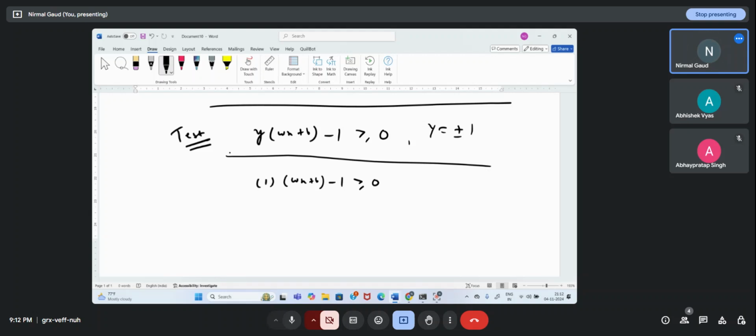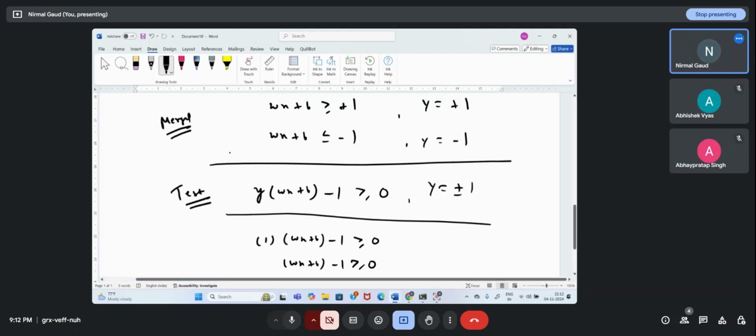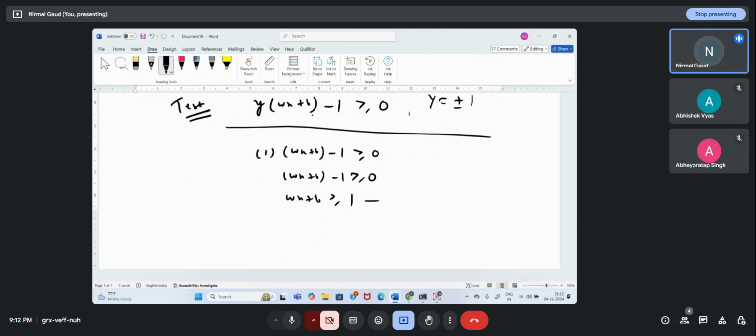If I put plus 1 here, so 1 times (wx plus b) minus 1 greater than or equal to 0, that will be wx plus b minus 1 greater than or equal to 0, so wx plus b greater than or equal to 1. This is my first equation. I achieved it.